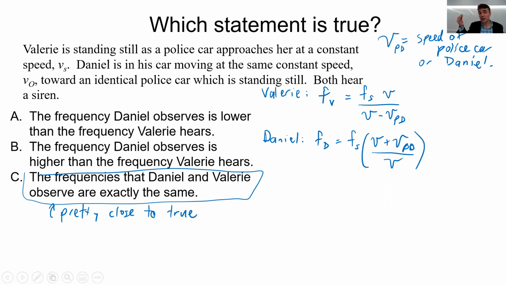Okay, they're both going to have an increased frequency. Both frequencies are a bit higher. But that's not really what I'm asking.